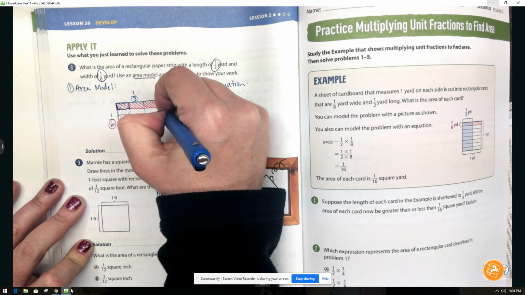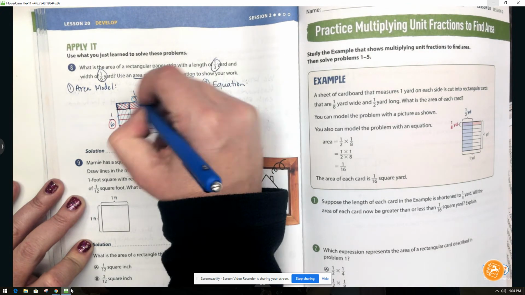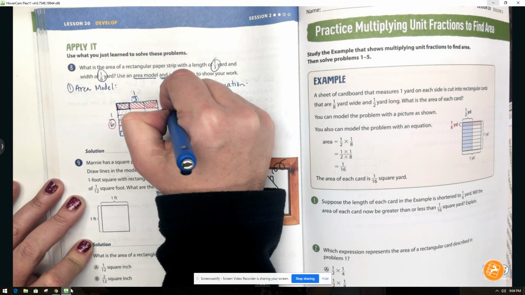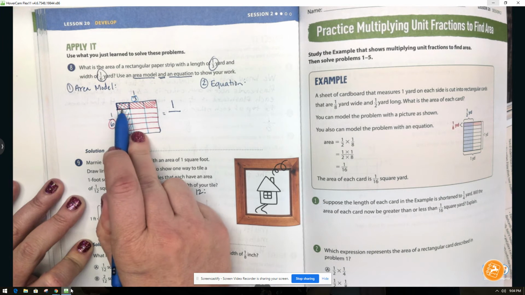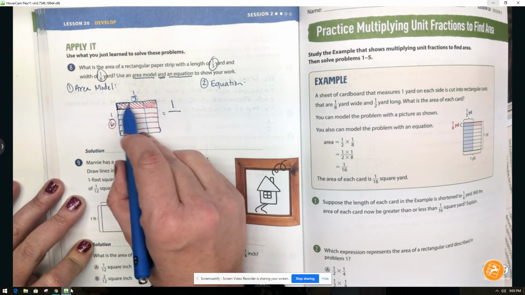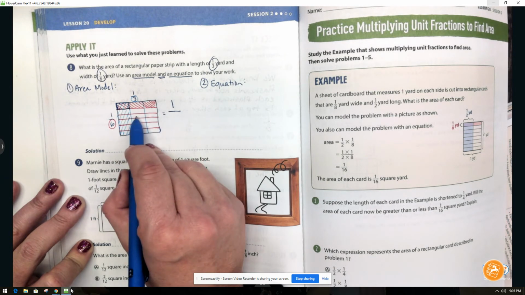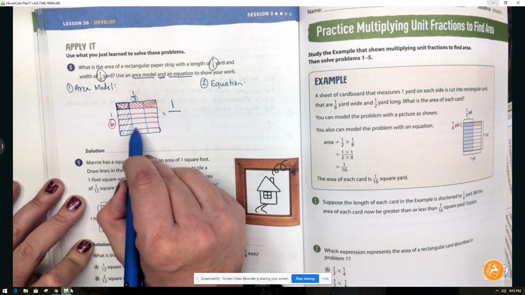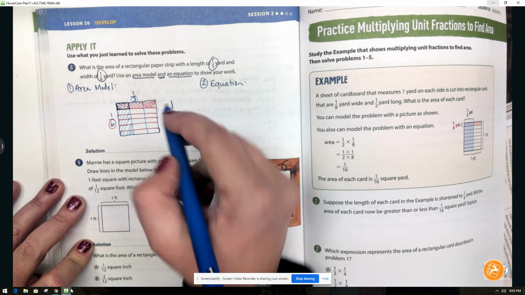So the overlap is our numerator, and that is one section. And then our denominator is how many sections are in the whole all together. We have 1, 2, 3, 4, 5, 6, 7, 8, 9, 10, 11, 12, 13, 14, 15, 16, 17, 18.